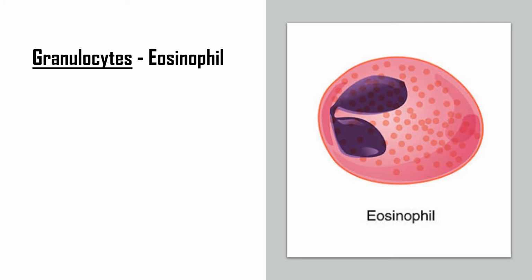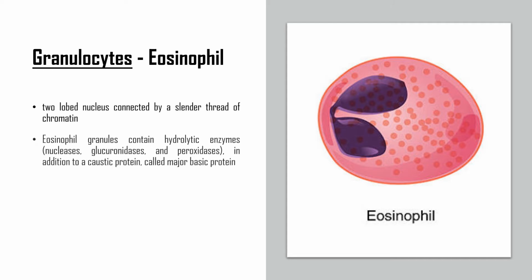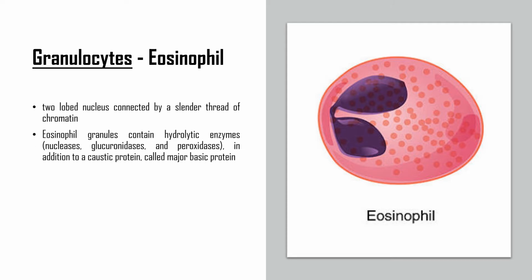Next one is eosinophil. Eosinophils also have a two-lobed nucleus connected by a slender thread of chromatin. Eosinophil granules contain hydrolytic enzymes, nuclease, glucuronidases and peroxidases, in addition to a caustic protein called major basic protein.